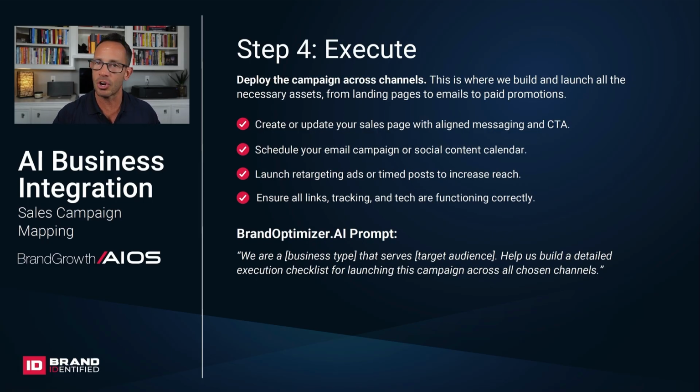So step number 4 is to execute. Deploy the campaign across all of your channels. This is where we build and launch all of the necessary assets, from your landing pages to emails to all of your paid promotions. So create or update your sales page with aligned messaging and that call to action. Schedule your email campaign or your social content calendar. Launch retargeting ads or timed posts to increase their reach, and ensure that all links, tracking, and your technology are all functioning correctly. And then I've given you another BrandOptimizer.ai prompt to help you out here in step number 4.